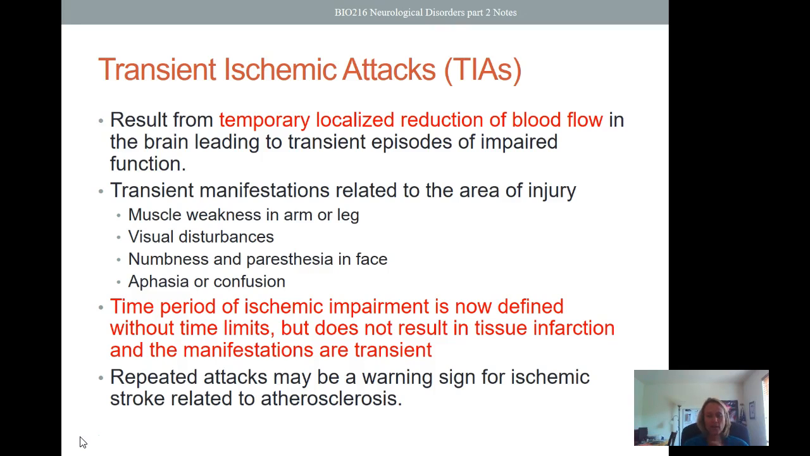Once upon a time we had a time window for what we would call a TIA, but now that's defined without limits. So the time period of ischemic impairment is without limits, but the definition of a TIA is that it doesn't result in tissue infarction, and the manifestations eventually go away. They're transient. Repeated attacks of TIAs can be a warning sign for ischemic stroke related to atherosclerosis. So just like angina could be a warning sign of a heart attack, a TIA could be a warning sign for a stroke.